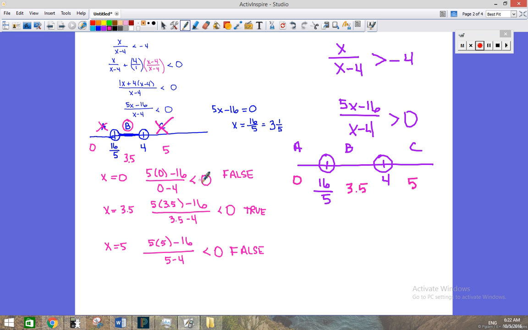And this time when I plug it in, I'm looking to see if I have a positive value. Well, that's going to be true here in A because that ratio was positive here because we said that less than 0 was false because it was positive. Well, now it's true. This guy is false, and this one is true.